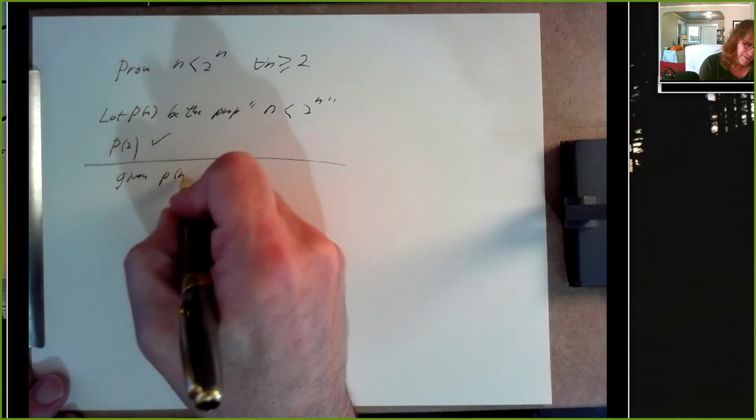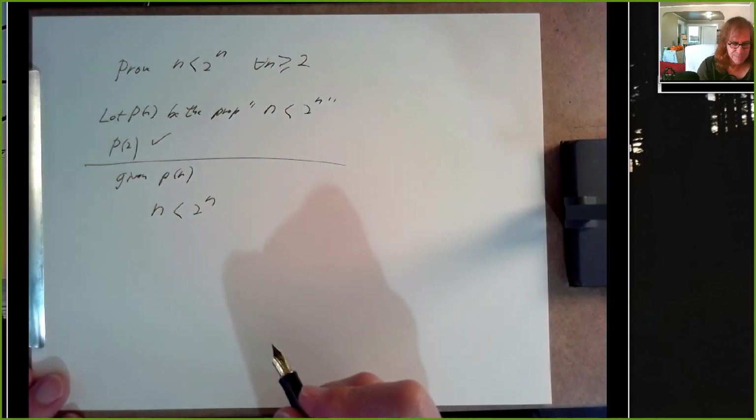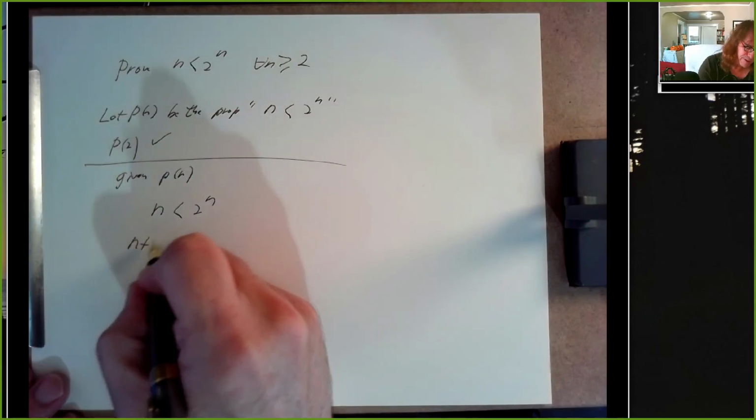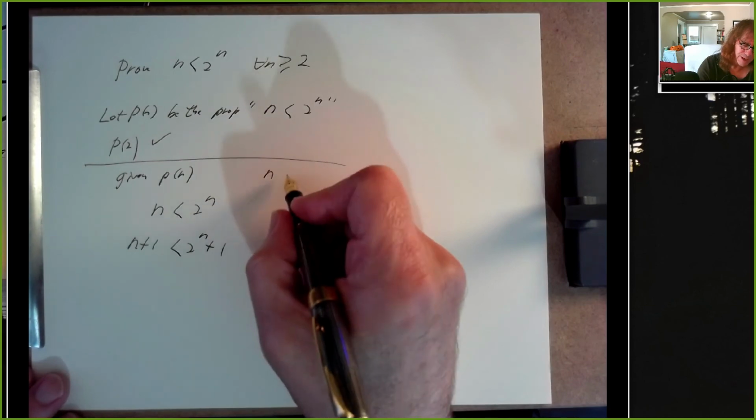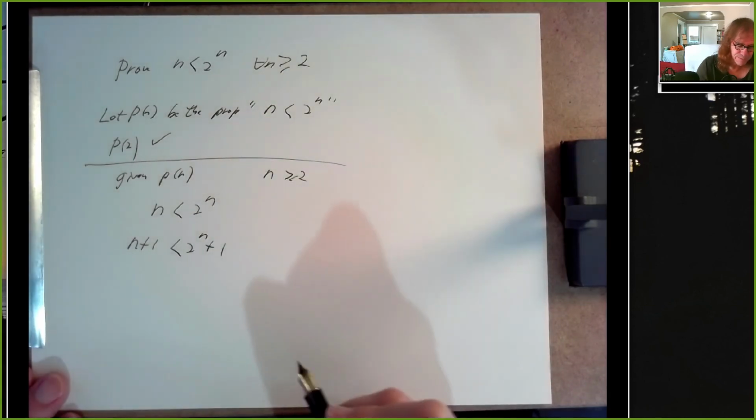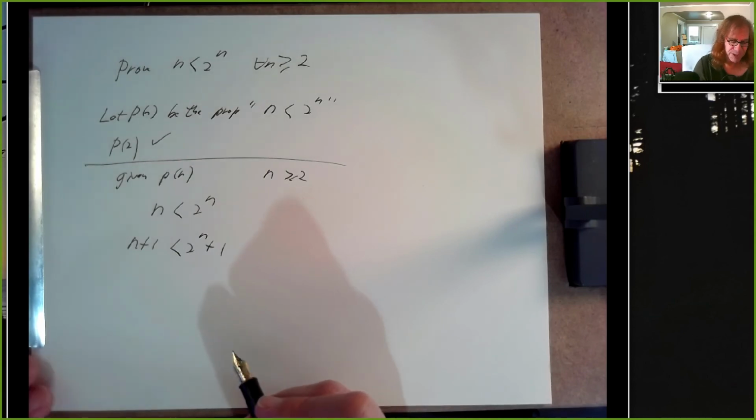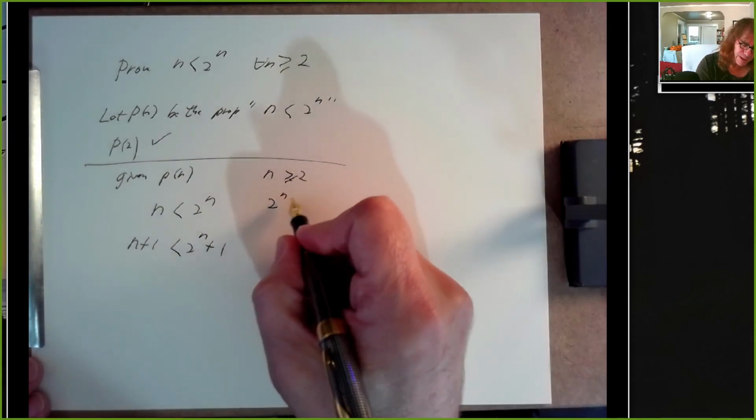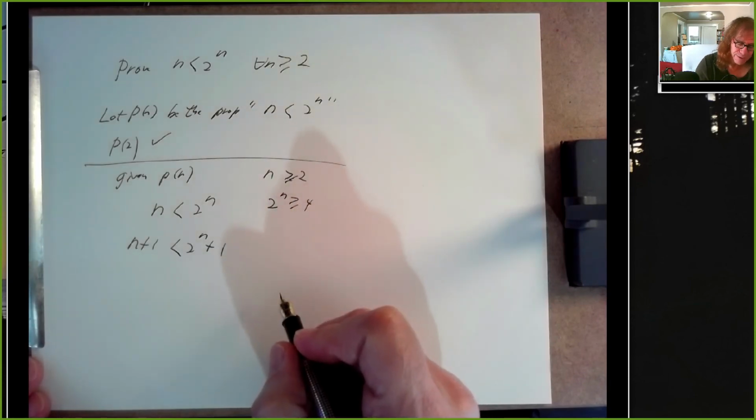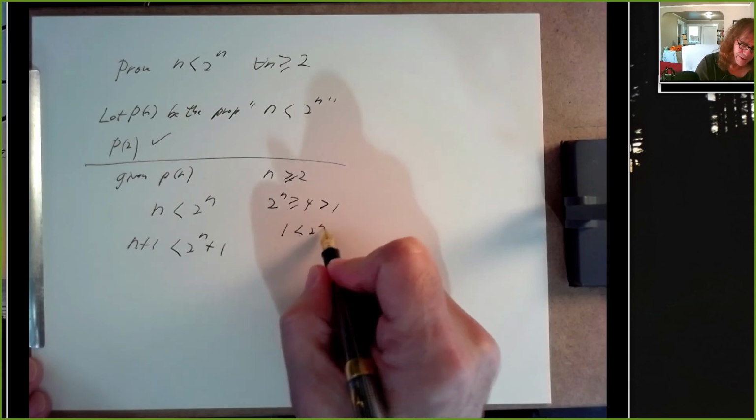So given P of n, we know n is less than 2 to the n. And so n plus 1 is less than 2 to the n plus 1. And we know that n is bigger than or equal to 2. So n plus 1 is less than or equal to 2 to the n. And if n is bigger than or equal to 2, then 2 to the n is bigger than or equal to 4, which is certainly bigger than 1, so 1 is less than 2 to the n.